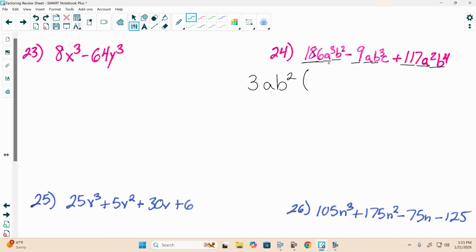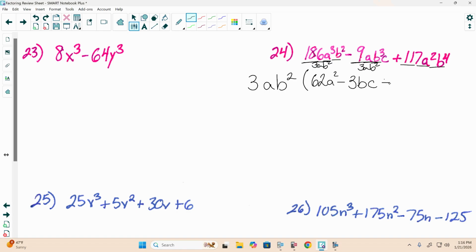Now 186, if we divide it by 3, is going to give us 62. If I factor an a out of a cubed, we're left with a squared, and the b squared will factor out completely. Minus. If I factor out 3 from 9, 9 divided by 3 is 3. If I factor the a out of a, it simplifies. If I factor the b squared out of b cubed, I take 2 of the b's away from b to the third. We have b to the first, and we still have the c.